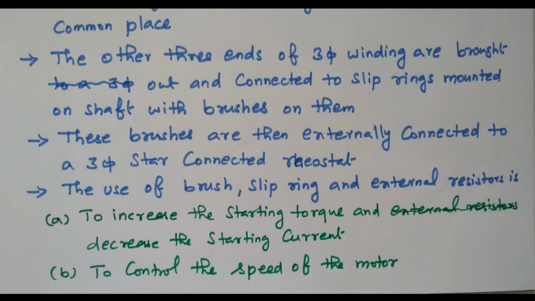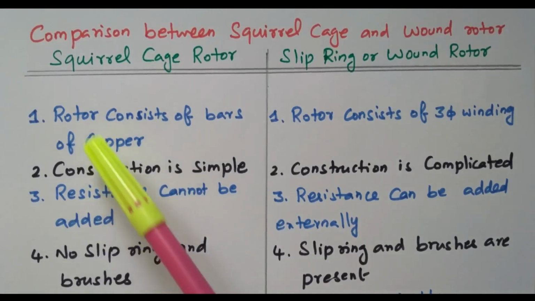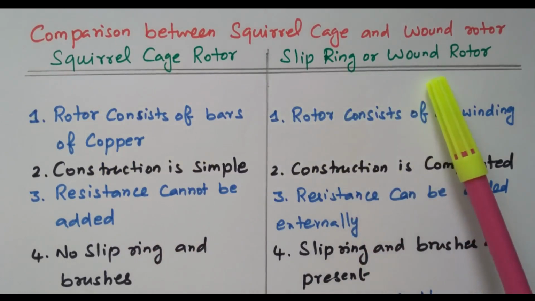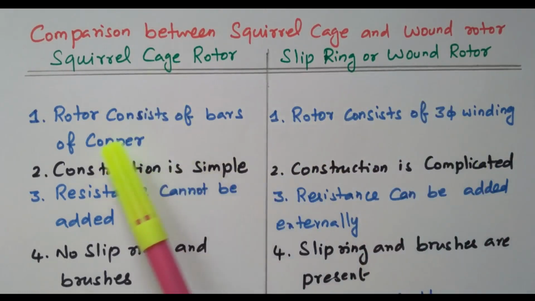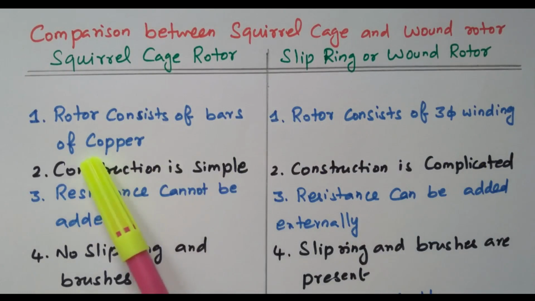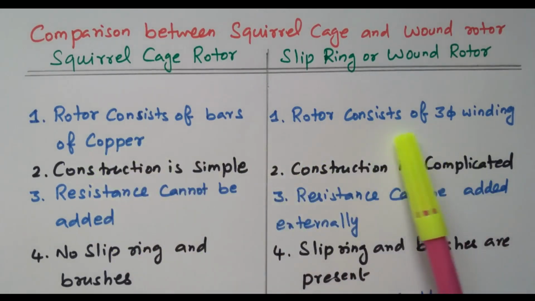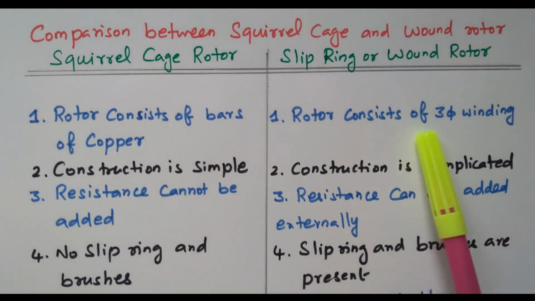Now we will compare this squirrel cage rotor and the slip ring or phase wound rotor. Let us see the comparison. In the squirrel cage rotor, the rotor consists of copper bars, but here a three-phase winding is available. In the slip ring rotor we have a three-phase winding.